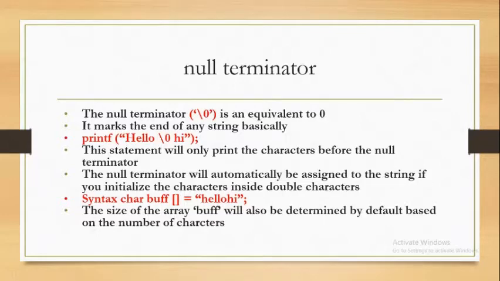The null terminator will be automatically assigned to the string if you initialize the characters inside double quotes. For example, in this char buff array, if you initialize the characters separately like we did in that example, they will have only the characters. But you can initialize the whole word with double quotes, and at the end the compiler will put a null terminator. One more advantage is you don't have to specify the size. The compiler will automatically specify the size of this array.